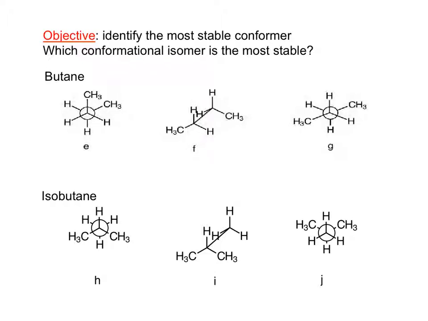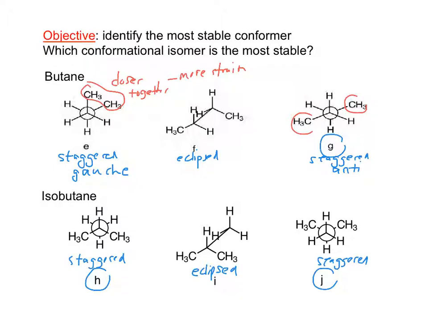So the answers are, for butane there are 2 staggered conformers. Note that the anti conformer is more stable than the gauche. For isobutane, H and J are both staggered isomers, but they're the same.